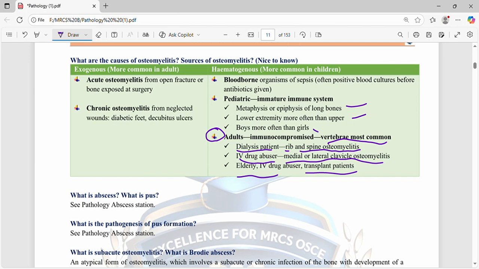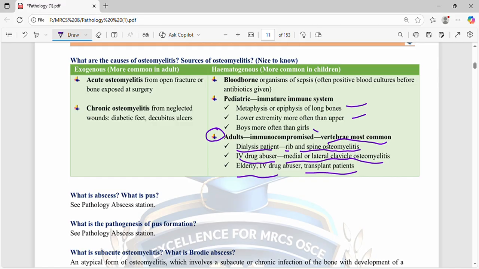And those adults which are immunocompromised have osteomyelitis most commonly in the vertebrae. In dialysis patients, rib and spine are most common; in IV drug abusers, medial or lateral clavicle osteomyelitis; and also elderly IV drug abusers and transplant patients. So these are all the risk factors.